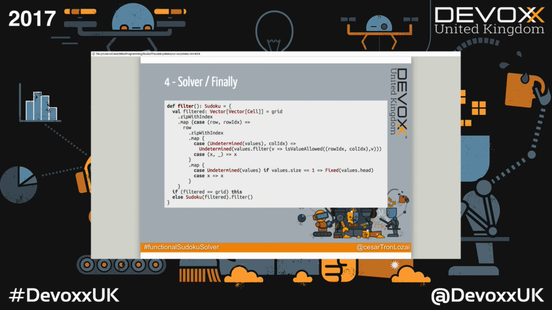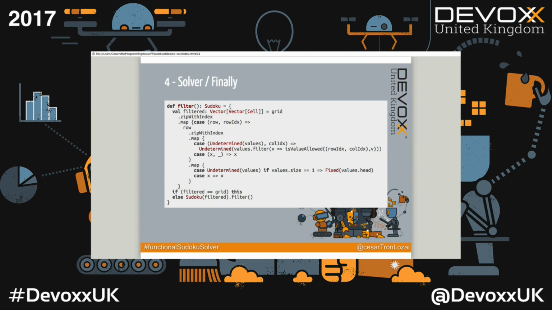And now at the end, because this is a recursive function, if my filtered grid is the same as my grid, it means I didn't make any progress for two reasons. Either I've solved the Sudoku, or it was a Sudoku that cannot be solved by logic. It means you need to do backtracking. So I just return that Sudoku. Otherwise, I return a new Sudoku, and I call the filtered method again recursively.